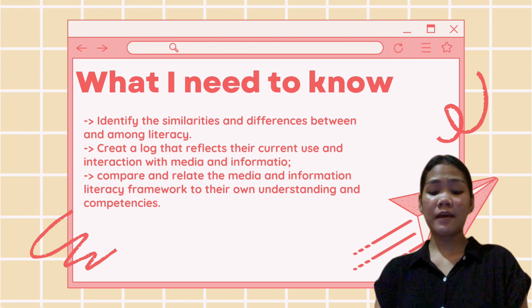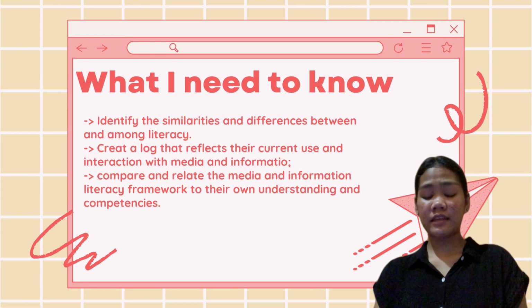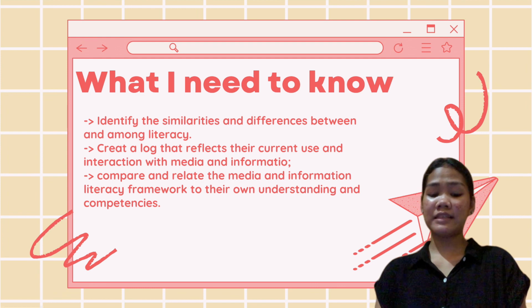Define the key concepts: media, information, technology literacy, and media and information literacies. Compare the related media and information literacy framework to their own understanding and competencies.